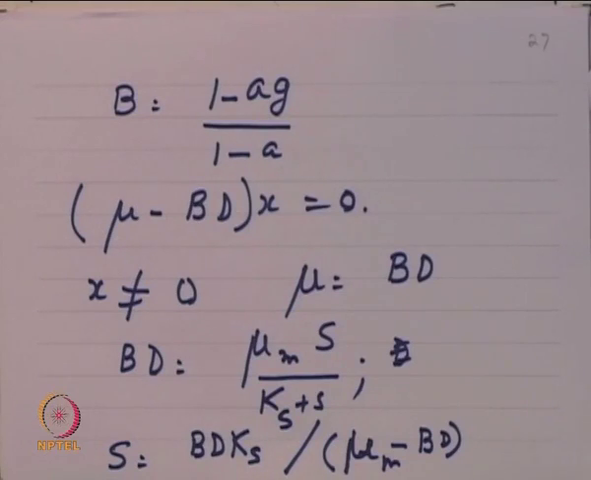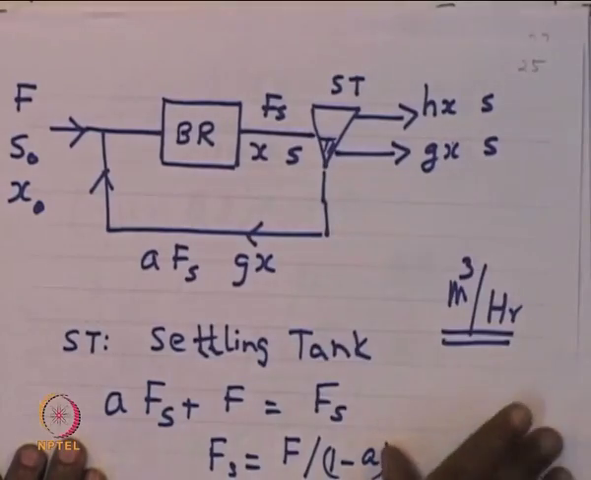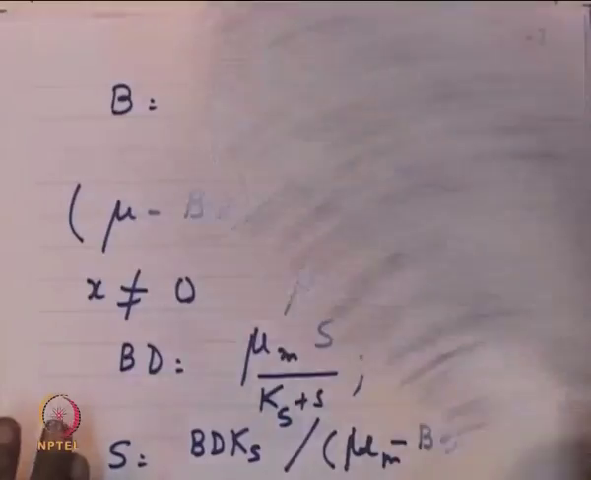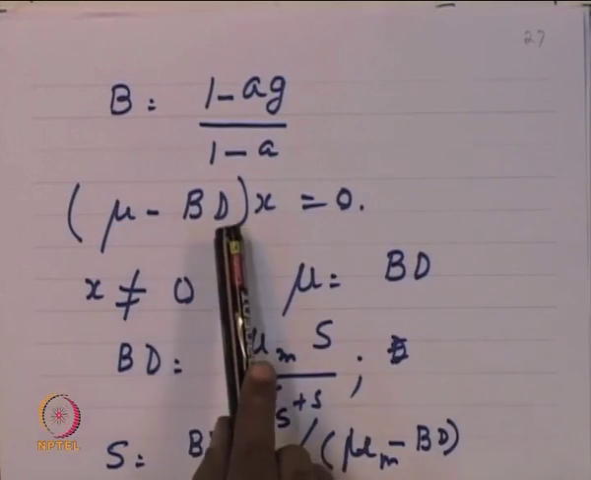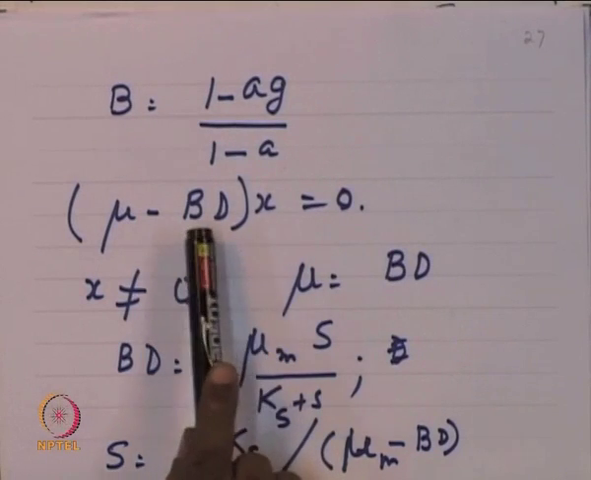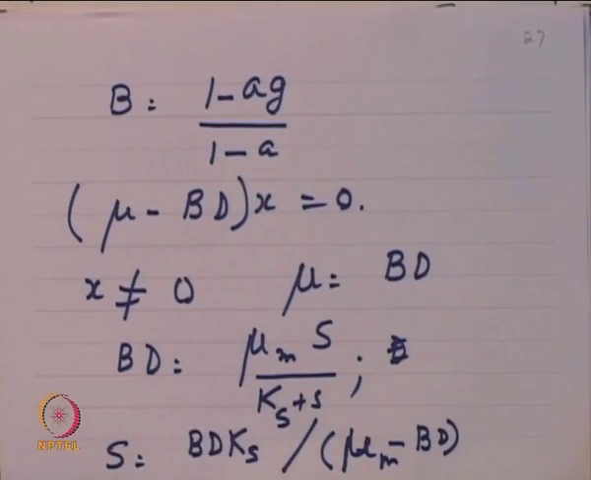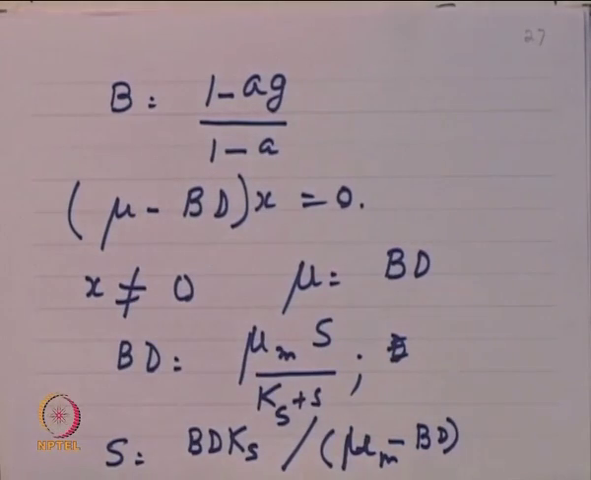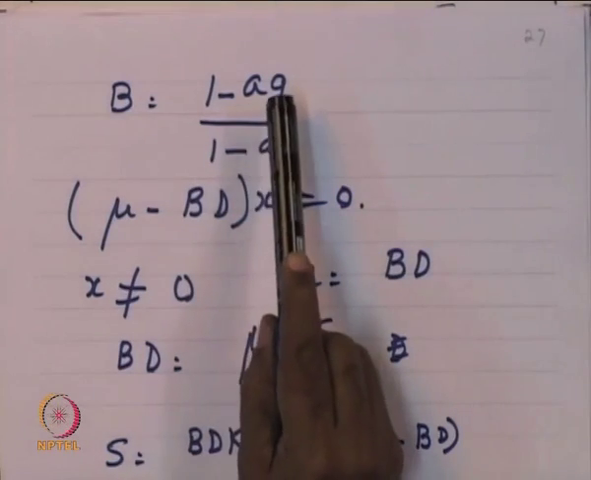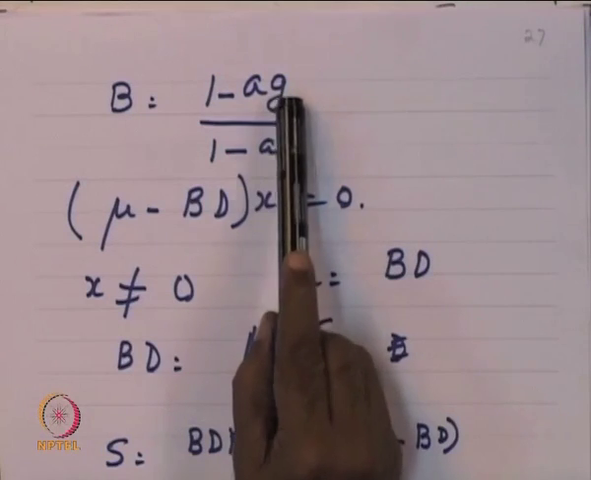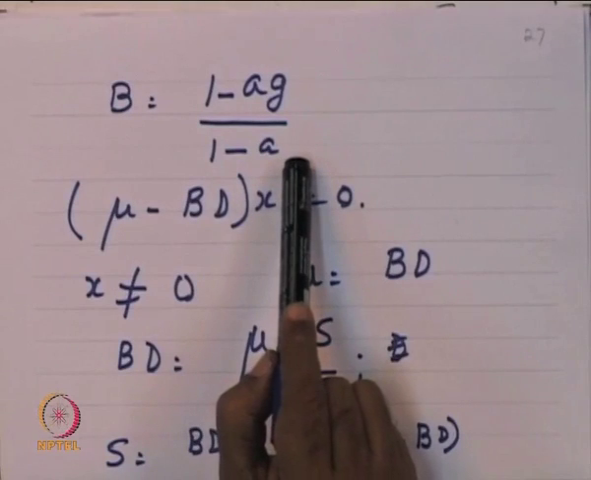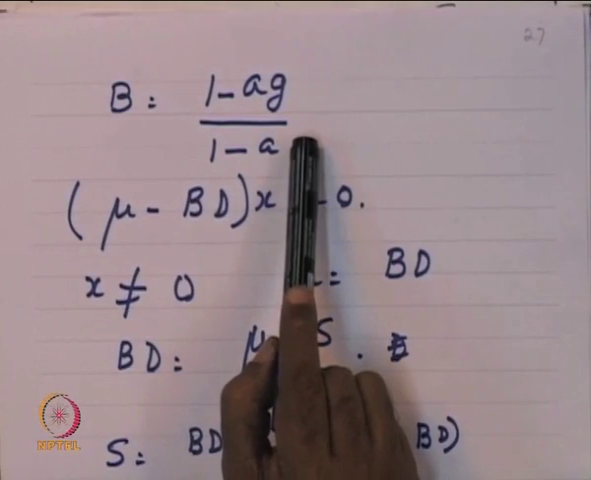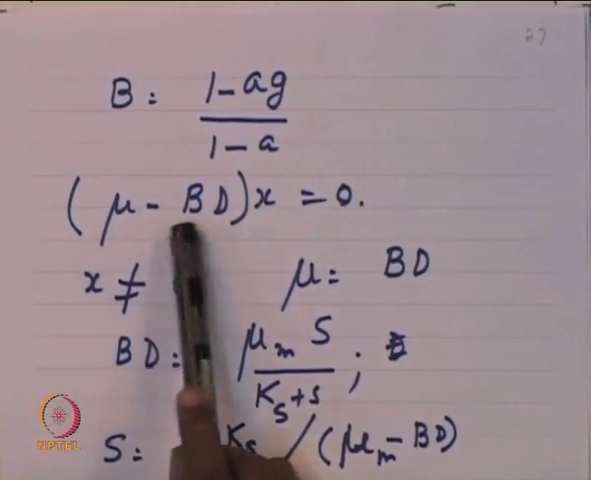Therefore, our cell balance now becomes mu minus B D, multiplied by x, equal to 0. Previously, we had only D: mu minus D. Now we have a term B multiplied. What is the value of B? Less than 1, greater than 1, what is it? B is less than 1. Why? A is less than 1, G is greater than 1. That is why (1 minus AG) by (1 minus A) is less than 1. Is that all right? We agree. So B is less than 1, and mu minus BD times x is 0.